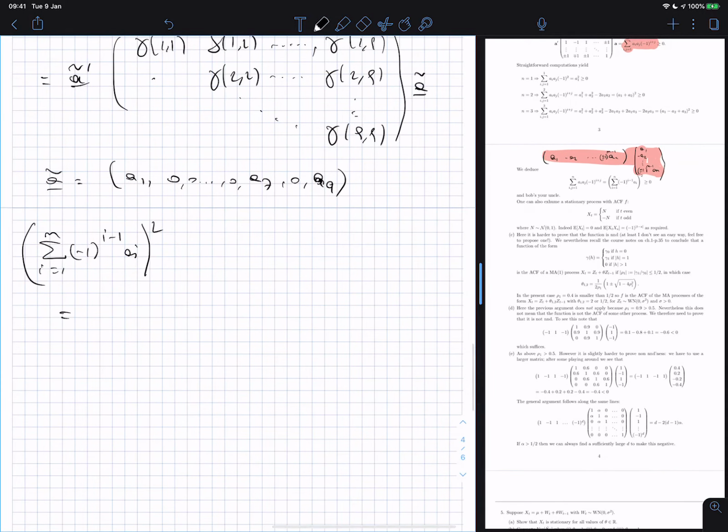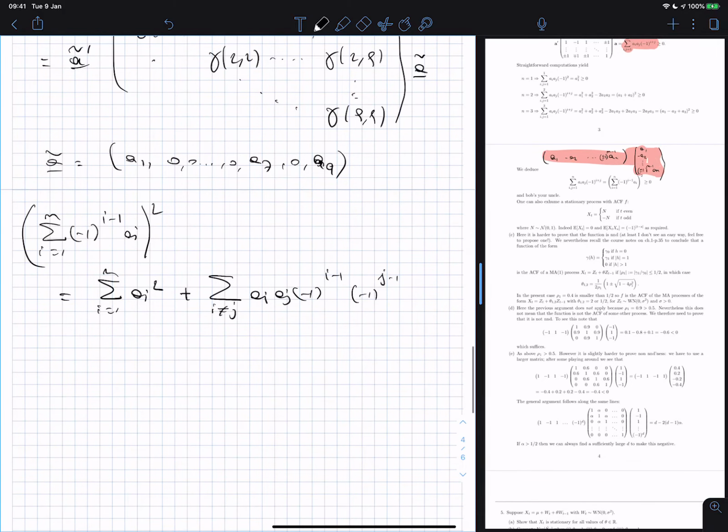So what's this sum going to be? It's going to be the sum of all the a_i squared plus the sum for i different from j of a_i a_j times (-1)^(i-1) times (-1)^(j-1), which is what? Well, it's just the... So yeah, here it's obvious. And this minus 2 can disappear because it's always plus 1. Yeah, so it's obvious. Thank you.